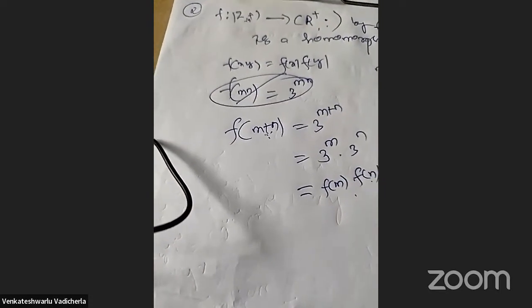So domain one operation, codomain another operation. This is the situation: f of m plus n is equal to f of m into f of n.